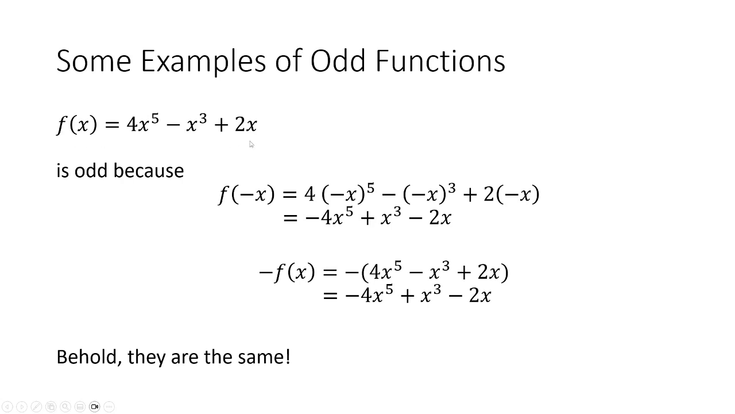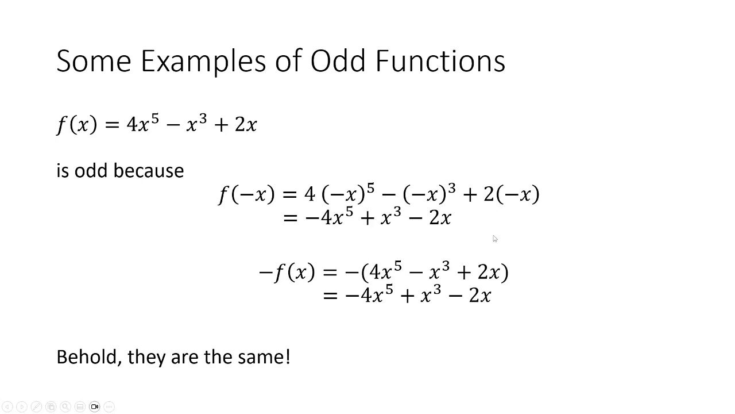Take, for example, this function in the upper left, 4x to the fifth power minus x to the third power plus 2x to the first power. This function is called odd, and if I wanted to justify the claim that this function is odd, then here are the steps that I would take. First, I would have to see what happens if I go into the function and replace all the inputs with the quantity negative x. If I replace that x with negative x in all three of these positions, and I use the exponent properties to simplify the result, I get this expression right here, negative 4x to the fifth power plus x to the third power minus 2x.